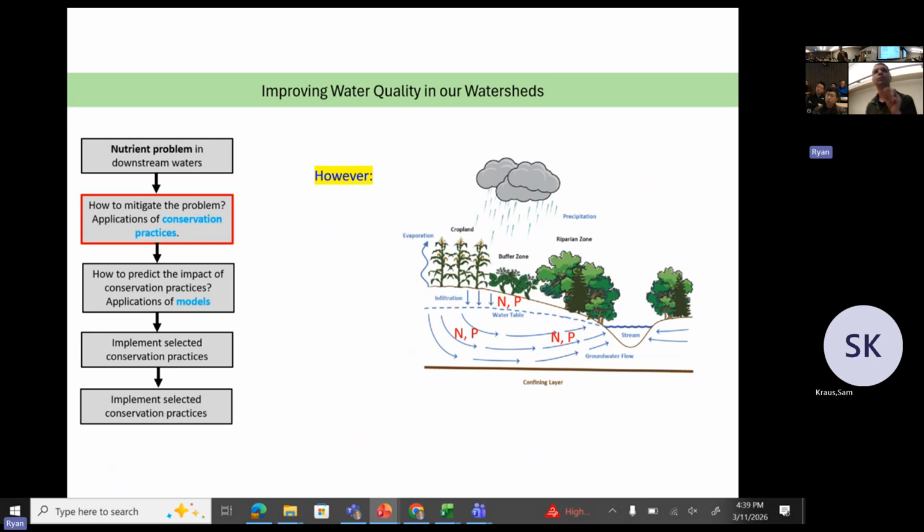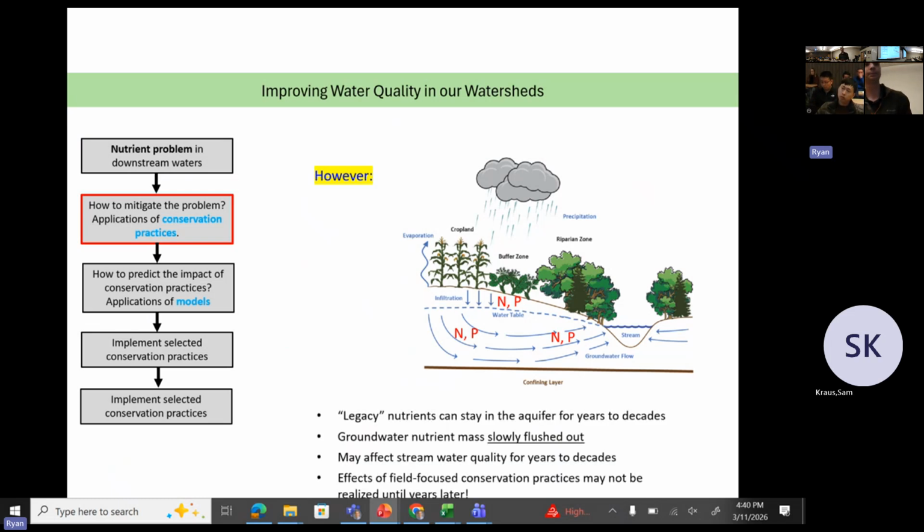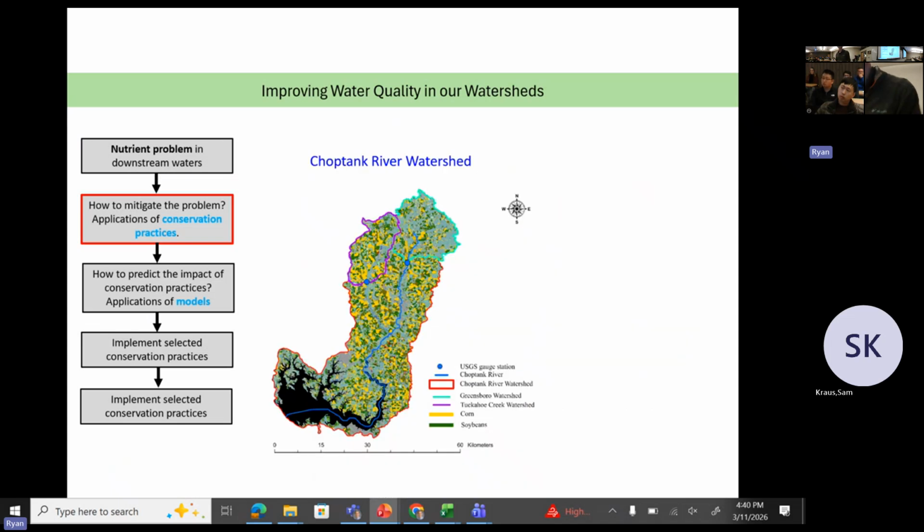The problem is a lot of the models that we use to test conservation practices do not account for that slow travel time of the groundwater, because they're treating groundwater as kind of a simplistic reservoir system instead of physically based, like I'm showing here, using a water balance approach. So when you say how to mitigate the problem and you apply conservation practices, you want to use models to figure out the impact of those, and our models aren't being properly constructed. So that's what I'm trying to show here, is how to do that.